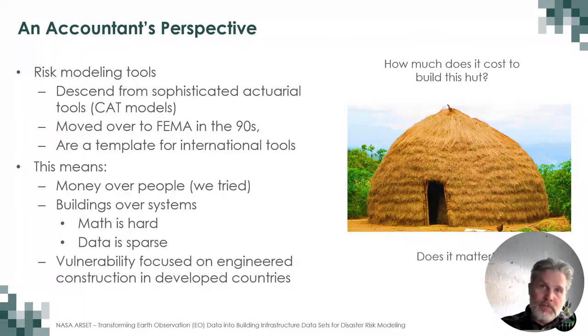And just, you know, when you think about money, you think about, well, how much does it cost to build this hut? Well, this hut, from a Western perspective, was probably free, right? Because the materials that went into it were probably collected from the surrounding area, not bought at a Home Depot, and the labor that went into it was probably community labor that was unpaid. So it's outside of the paradigm that we typically do replacement cost estimation.